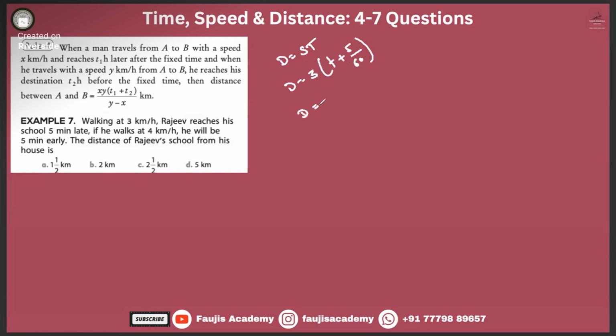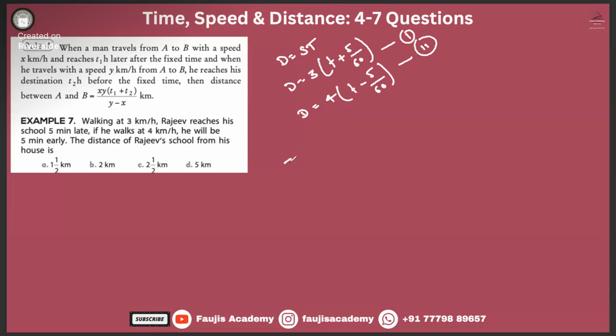And again d is equal to speed, that is the another scenario, into t minus 5 minutes. Now this time he reaches 5 minutes early, that means t minus 5 by 60. Now, these two, can we equate these two to find the value of t, guys? Can we find the value of t from here?